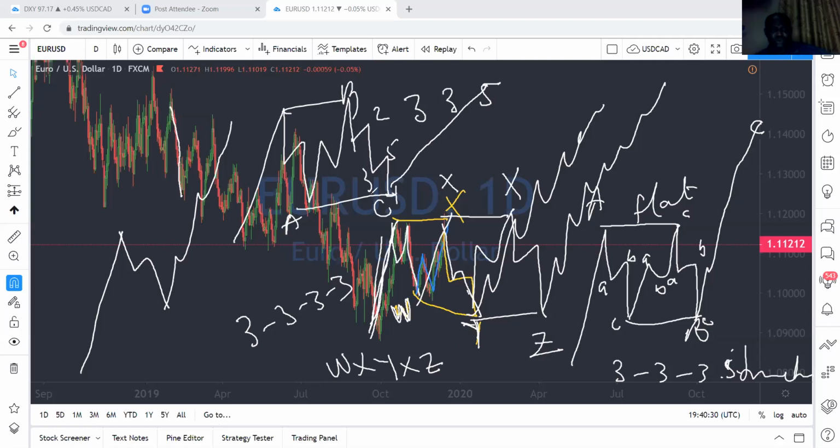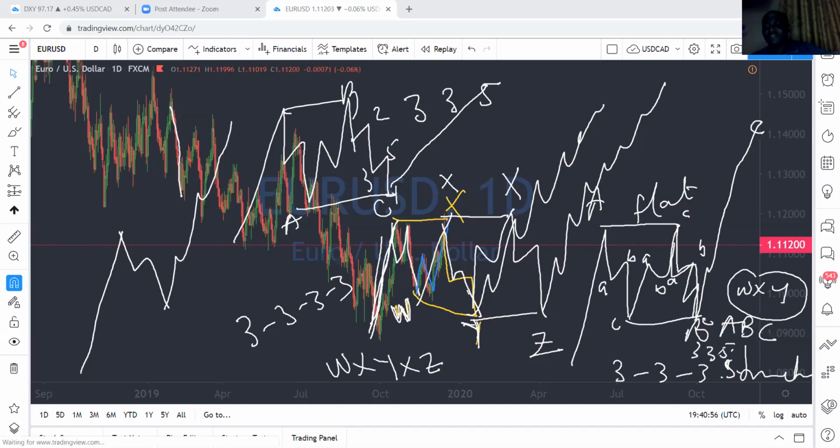So now, let's go. If you don't have it like that, and you have 3, 3, 3, you call it WXY. But if you have 3, 3, 5, 1, 2, 3, 4, 5, it is no longer WXY. It has become ABC. Because it is what? A 3, 3, 5 structure. Do you understand now? And I will show you an example in the chart to illustrate all this theory.